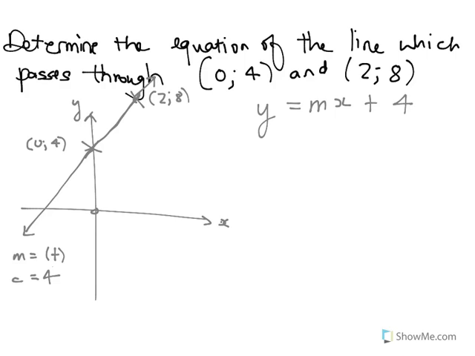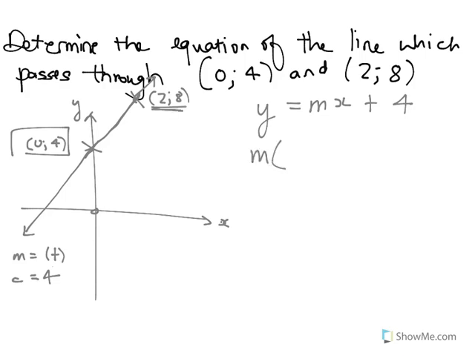There are 2 ways that you can go about this. You could use one of your points as it's an input-output pair to find what m is. You wouldn't want to use this point though, because the input there is 0, and that would cancel this term. You'd have m times 0, which is 0, plus 4 is equal to 4. That doesn't really tell you anything. So you want to use a point like this one.